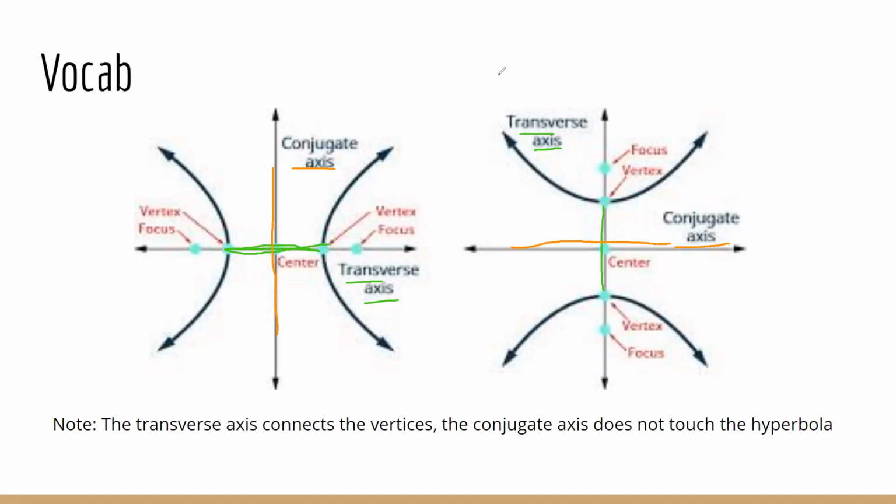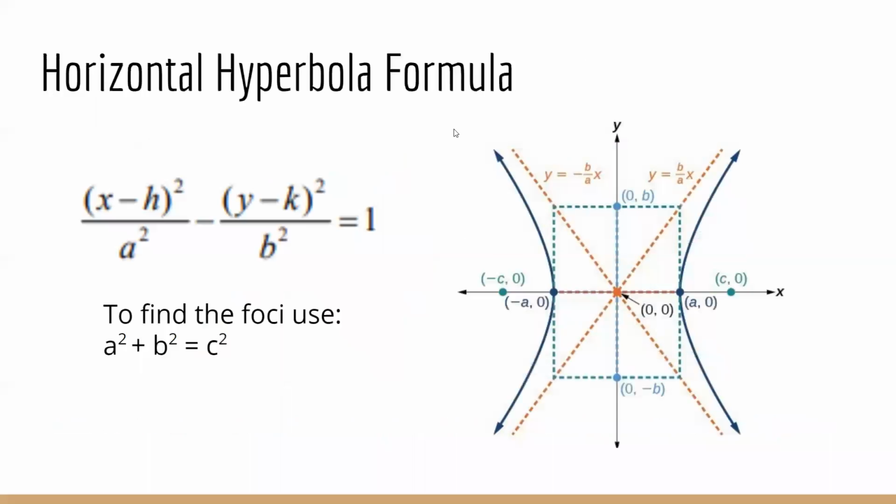And then the focus is always inside the hyperbola. So it's like Pac-Man, the hyperbola eats the focus. And the vertices are always the ones on the hyperbola. The co-vertices are going to be like here and here, somewhere in between the hyperbola. And if you can graph an ellipse, you can graph a hyperbola.